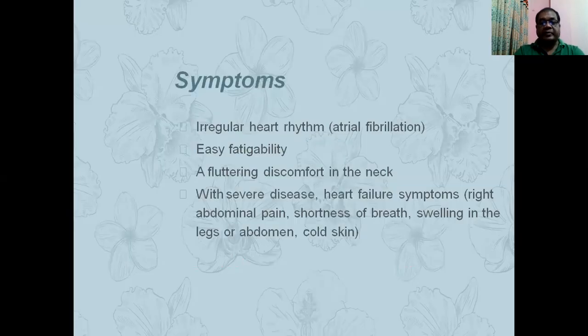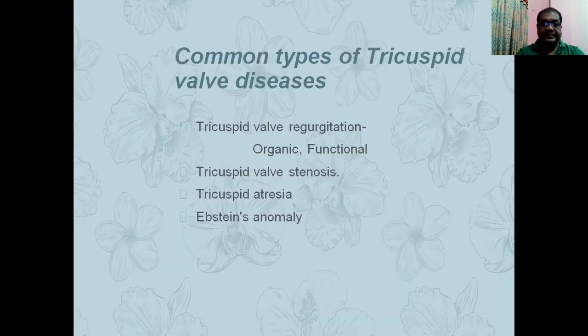Symptoms. The most common symptom of tricuspid valve disease is irregular heart rhythm. Because of atrial enlargement, there is atrial fibrillation. There is easy fatigability and a fluttering discomfort in the neck. With severe disease, there may be symptoms of right heart failure, particularly enlargement of the liver leading to right abdominal pain, shortness of breath, swelling of the legs or abdomen with ascites, and cold skin that may be present.